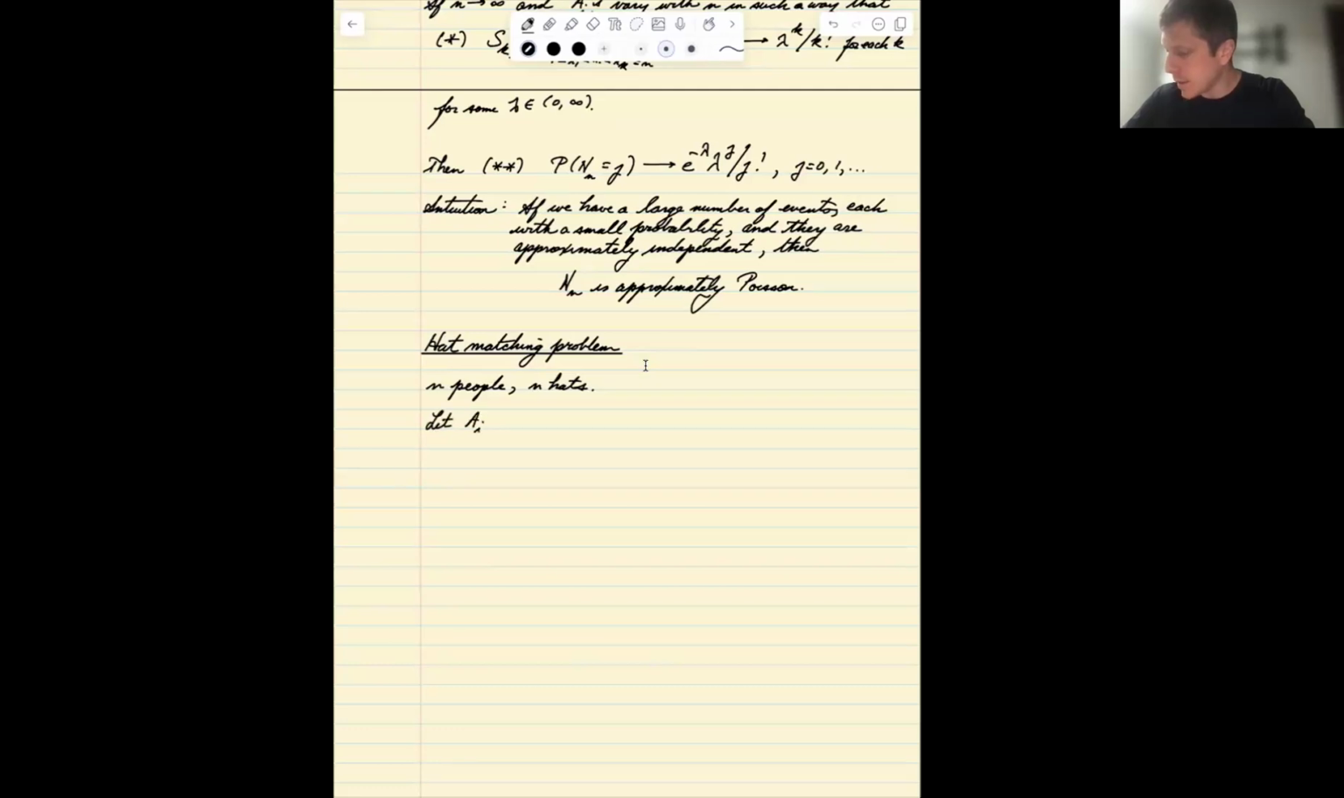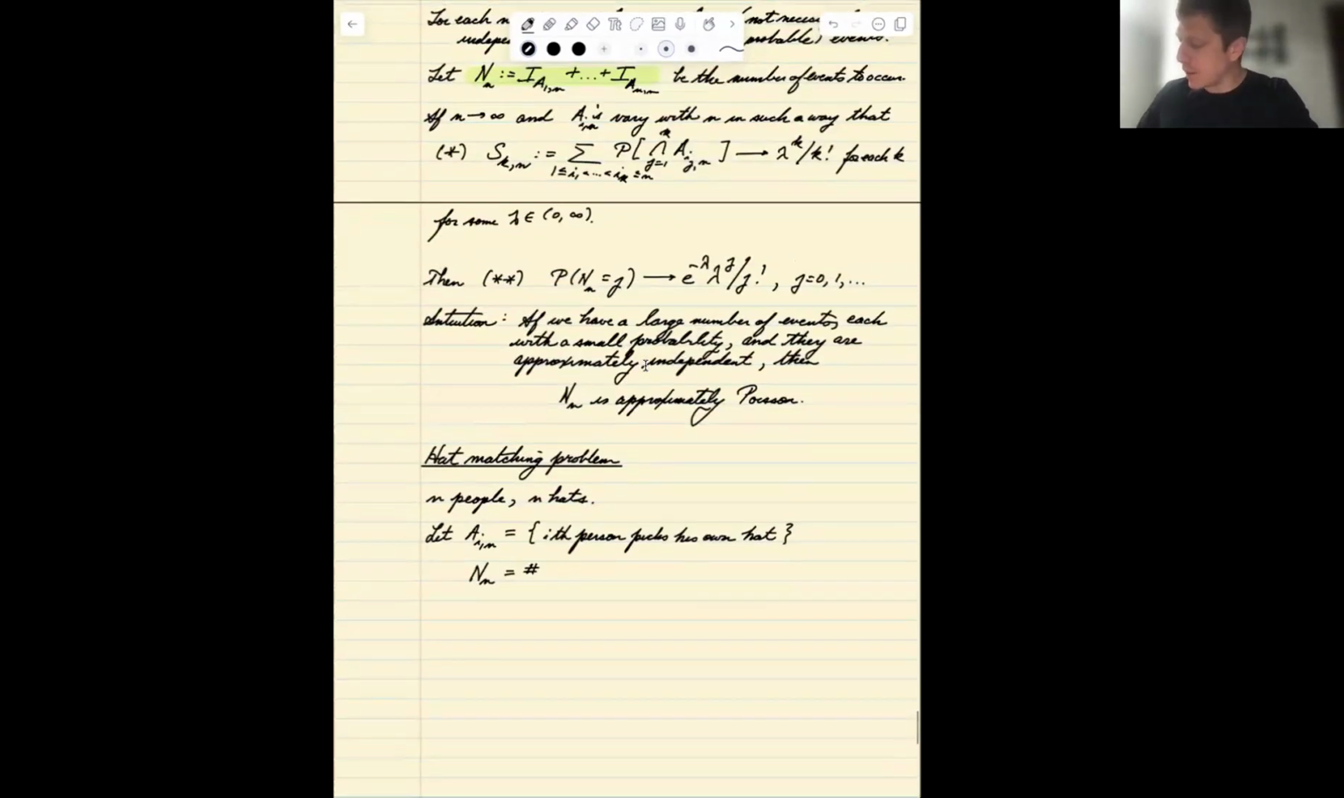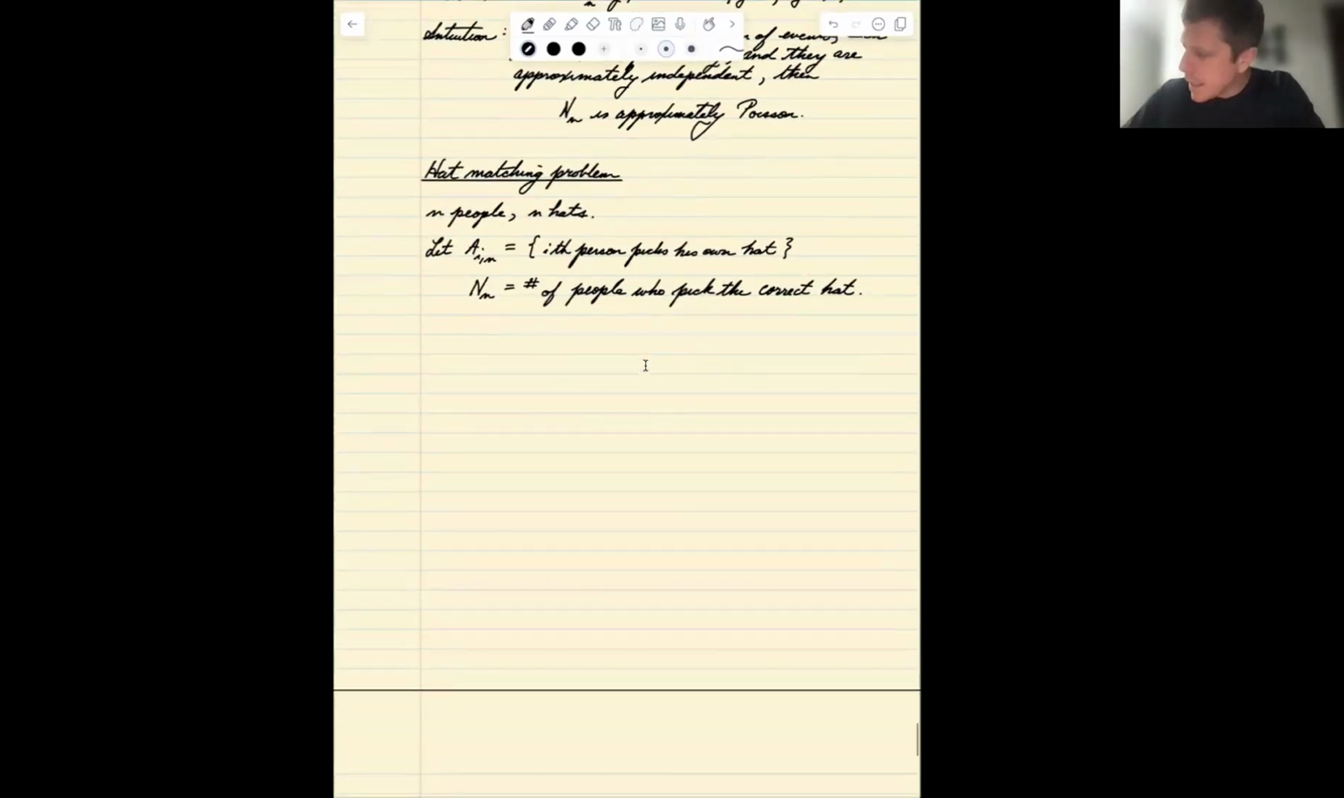let's let A sub i n be the event that the ith person picks his own hat. And so N sub n becomes N_n in the above. So this is in the framework of the general Poisson approximation theorem. N sub n is the number of people who pick their own hat, who pick the correct hat. Then what can we say?